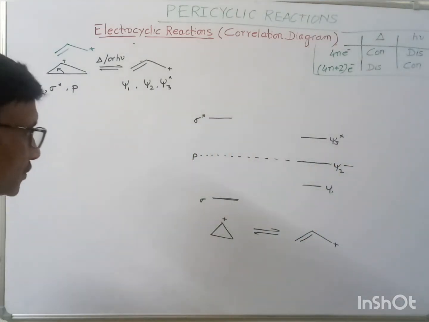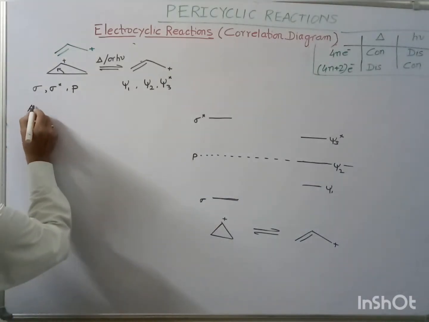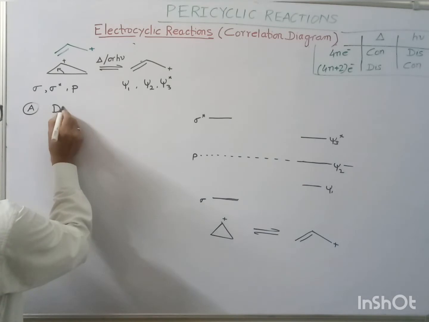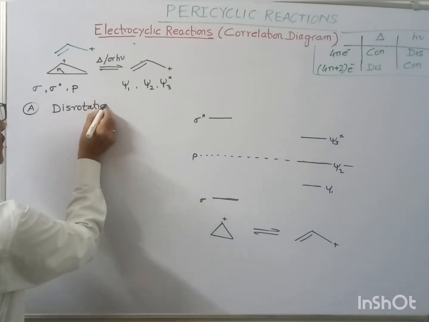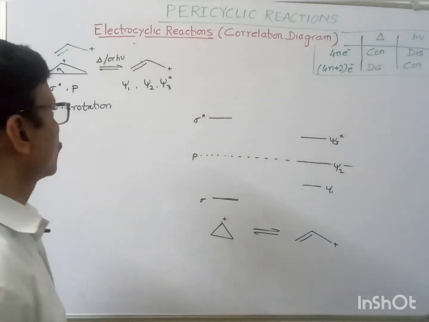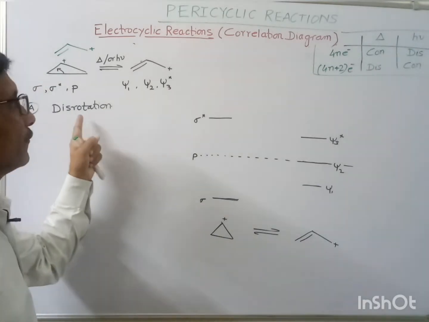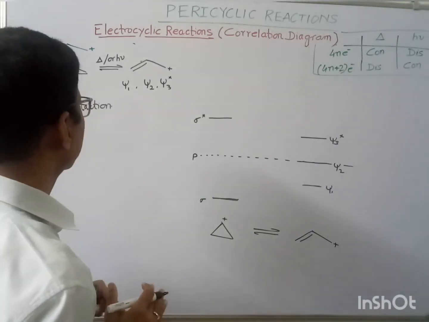Okay. Now suppose first I will discuss the disrotatory motion of the orbital. Suppose disrotatory motion of the orbital. We have to see whether this disrotation of the orbital is allowed under thermal condition or photochemical condition.